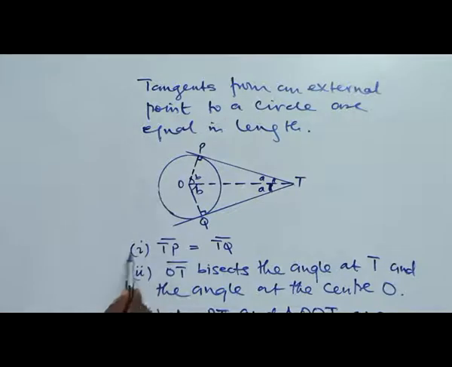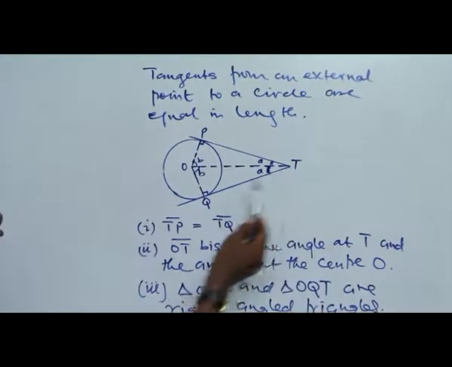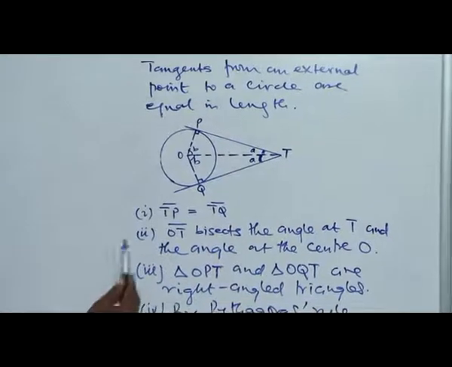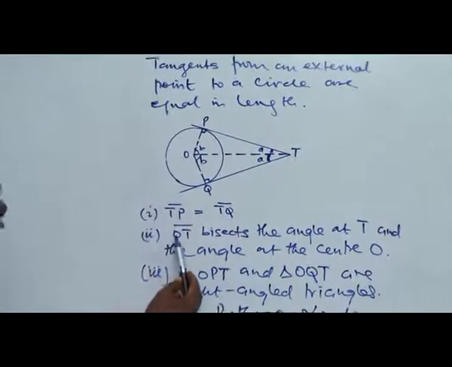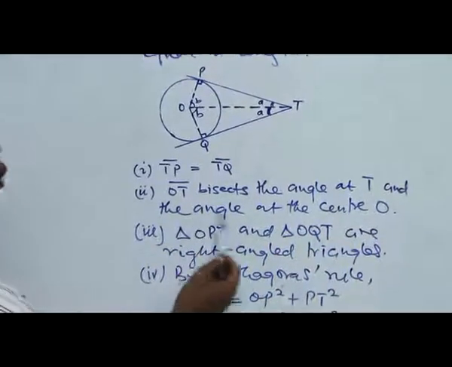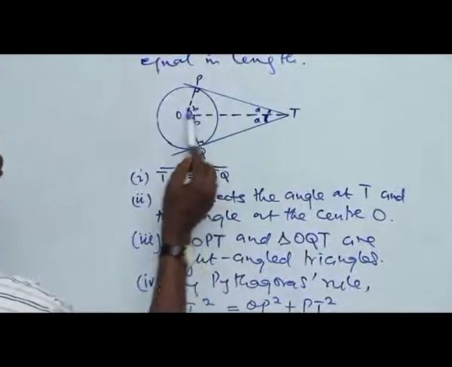So in other words, one, the line segment TP is equal to the line segment TQ. From T to Q and from T to P are equal. Two, the line segment OT bisects the angle at T and the angle at the center. This line OT bisects this angle, and also bisects this angle.